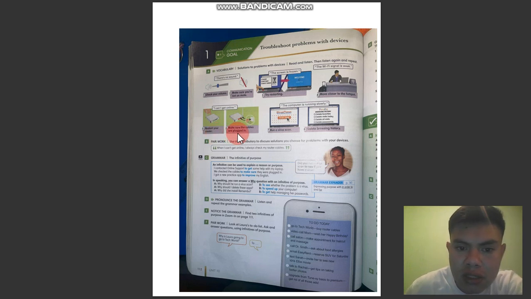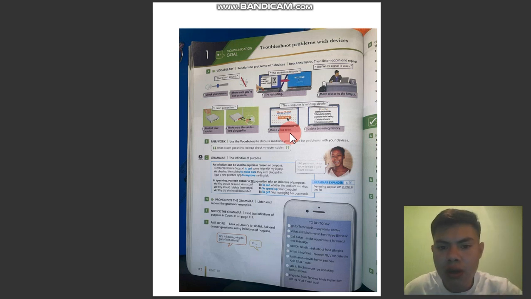Number six, make sure the cables are plugged in. Number seven, run a virus scan. The computer is running slowly. And number eight, delete browsing history.